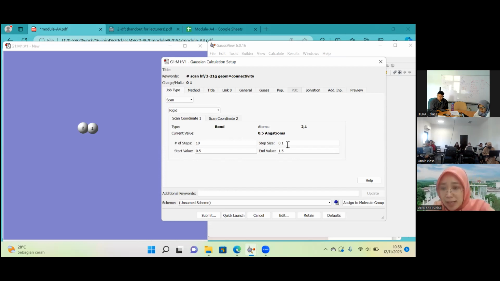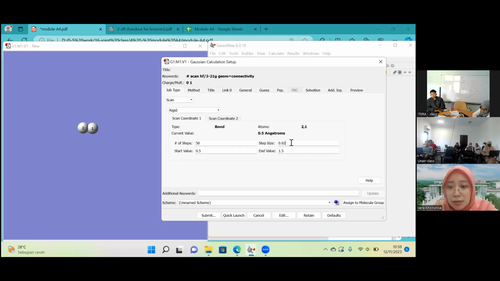And then this is the step size or interval between the steps. So you can put 0.1, 0.3, or 0.5. It's up to you. But make sure that the step size of all molecules is the same. So you are free to choose the step size. So I will choose 0.1, and the start value is 0.5. And I want the number of steps to be 50.